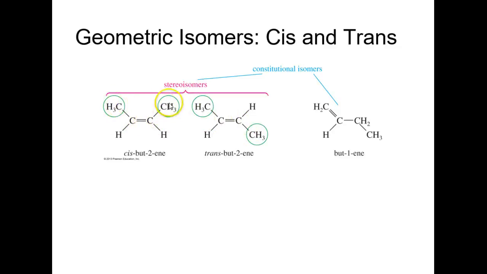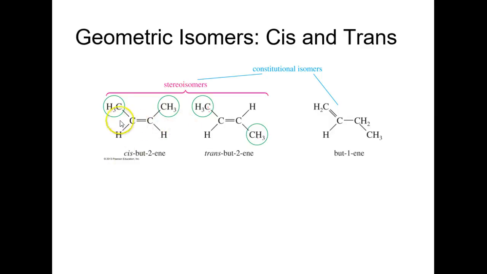But notice one of them has the methyl groups on the same side of the double bond. So imagine my double bond as a plane. These 2 methyl groups are on the same side, whereas in this case your 2 methyl groups are on opposite sides. And remember, there is no rotation around the double bond. Okay, let's erase these.